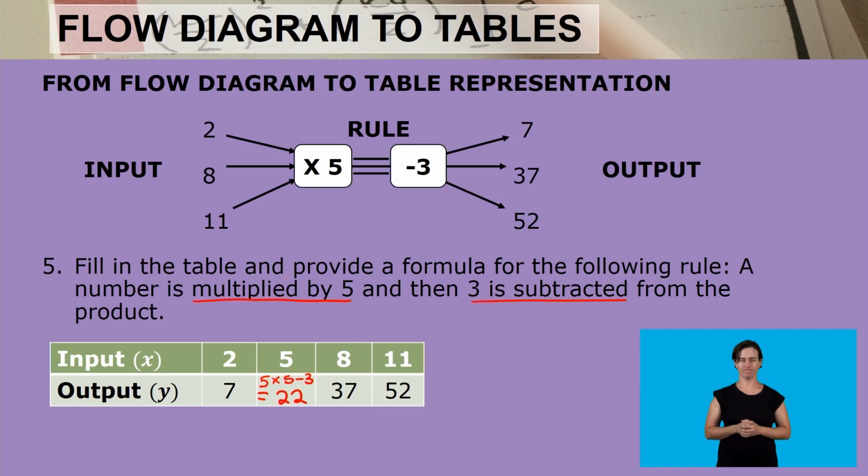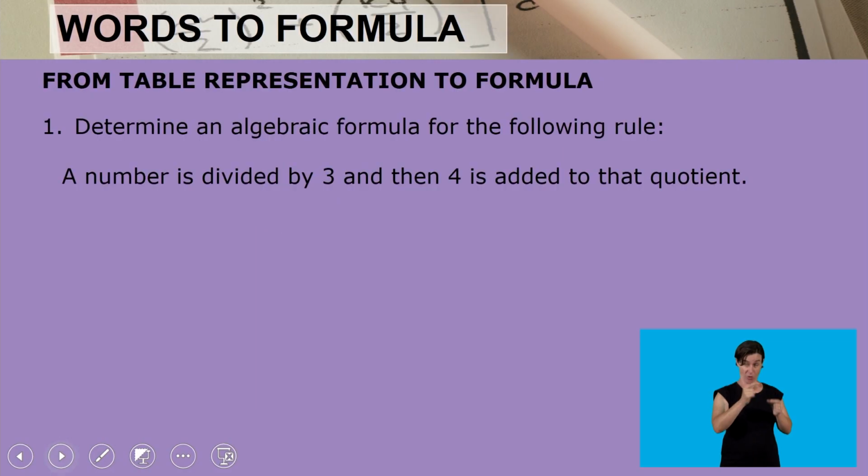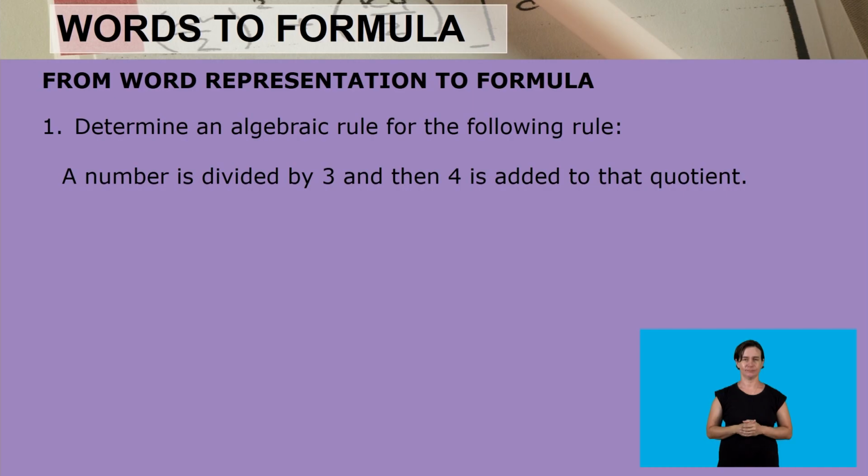And how would we provide a formula or an algebraic rule for this one here? Well, we know that the output value is found by taking the input value, multiplying it by 5 and subtracting 3 from that answer. So that is how we are going to solve that. Let's end off with the last concept in our concept map, and that is from word representation to formulas or equations. So the first one there says, determine an algebraic rule for the following rule.